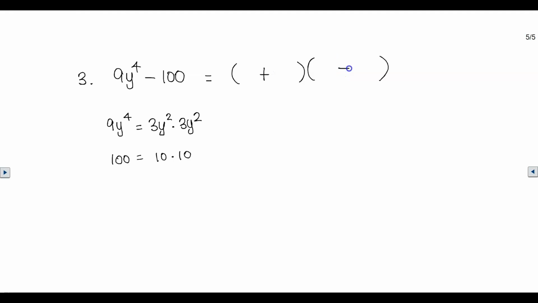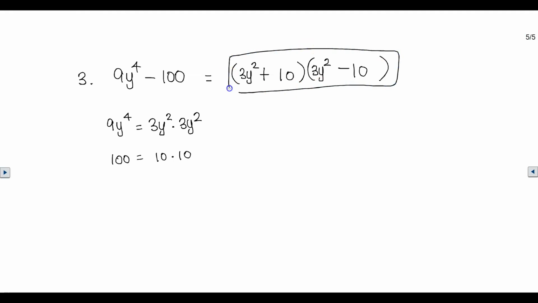So now, time to factor this using my difference of 2 squares pattern. And I'm going to have a plus and a minus. The 9y to the 4th is going to give me 3y squared times 3y squared. The 100 is going to give me 10 times 10. And here would be my factored answer, 3y squared plus 10 times 3y squared minus 10.